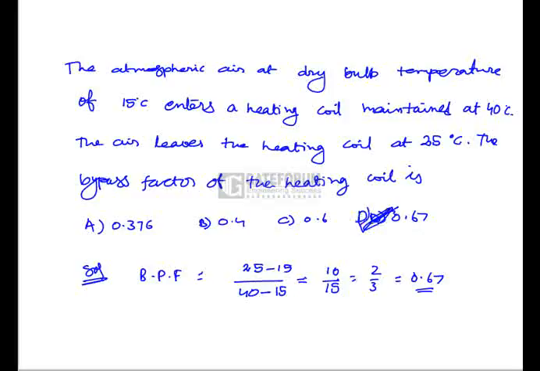So here bypass factor is the ratio of actual temperature difference to the ideal temperature difference. Here actual temperature difference is given by the temperature maintained in the heating coil minus the outlet temperature of the air, which is equal to 40 minus 25, and the ideal difference is 40 minus 15, so it is a ratio of 15 to 25, which gives a value of 0.6. So in the options, the correct option is C.